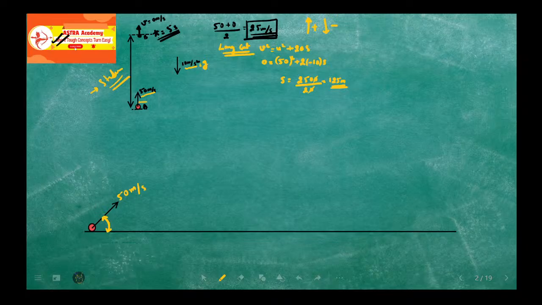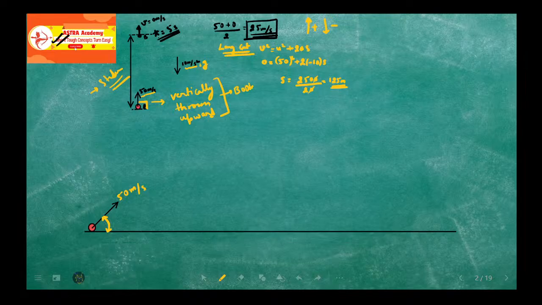Initially, this angle used to be 90 degrees. That's why in some books you will see it mentioned that the ball is vertically thrown upward. This is common language used in books. What is the meaning of vertically? Vertically means theta is 90 degrees. And if it is thrown at some angle, suppose 37 degrees.